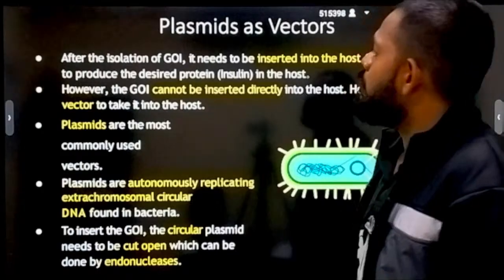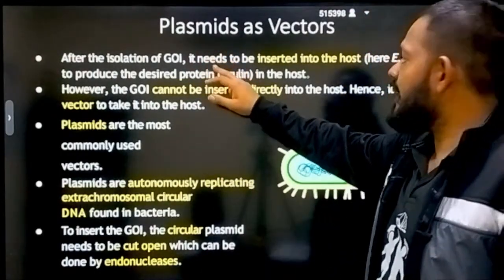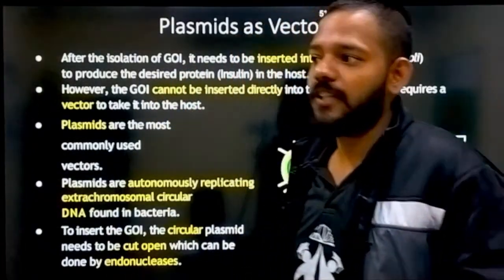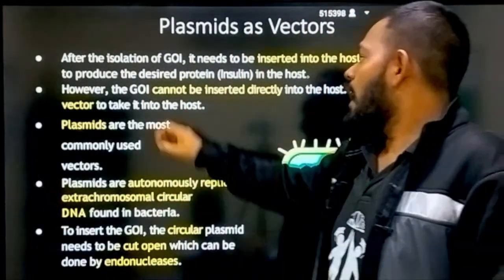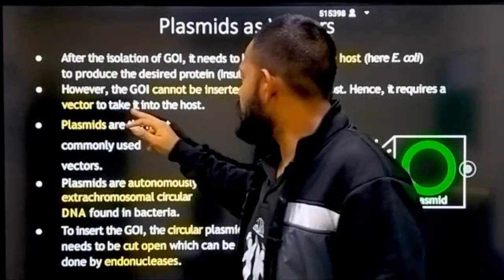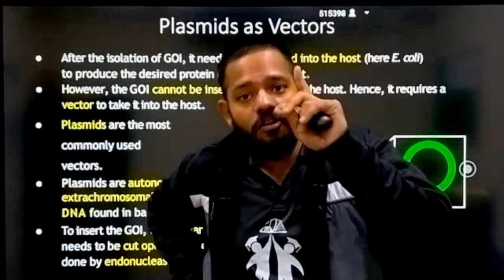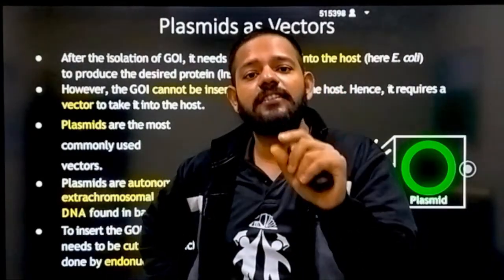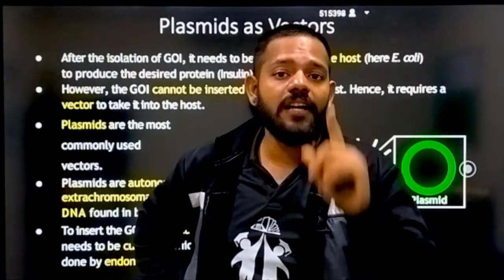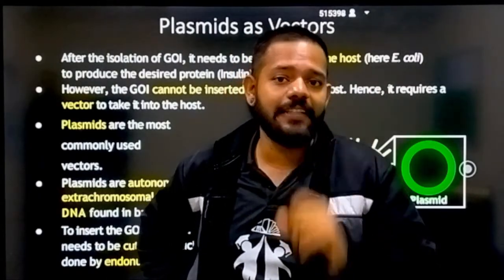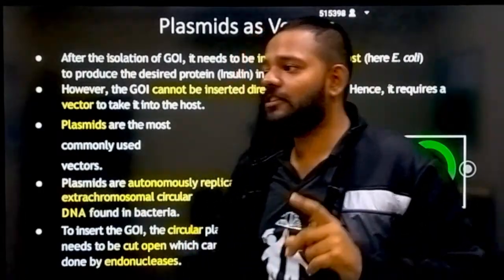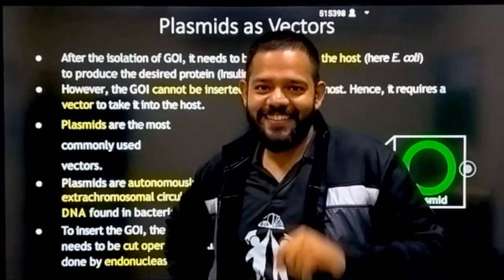Now after isolation of the gene of interest, it needs to be inserted into the host cell to produce the desirable protein that we studied in the previous part. However, the gene of interest cannot be inserted directly into the host, and it requires a vector to take it into the host. Again I am saying, you cannot directly insert the gene of interest inside the host. You need a vector, which we studied in the previous part of the lecture.